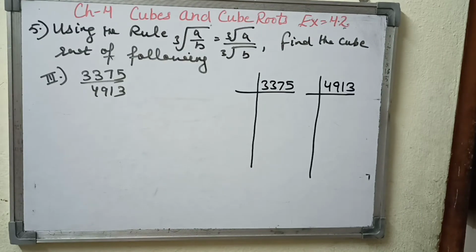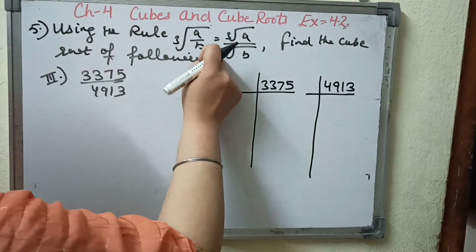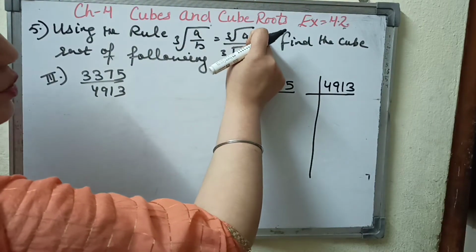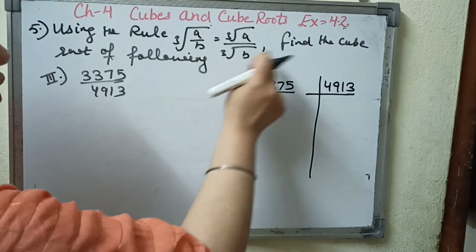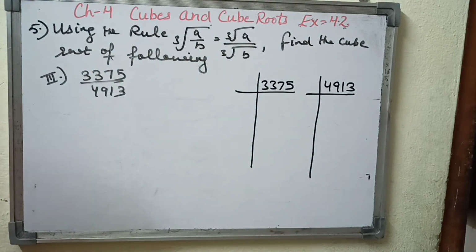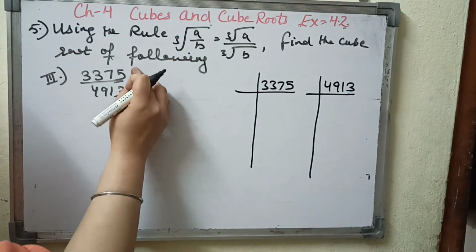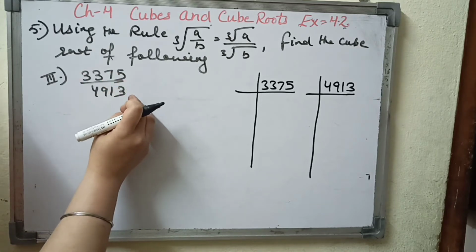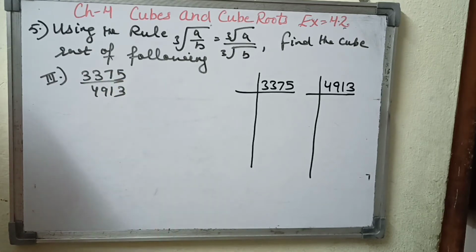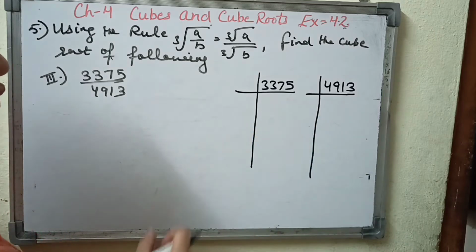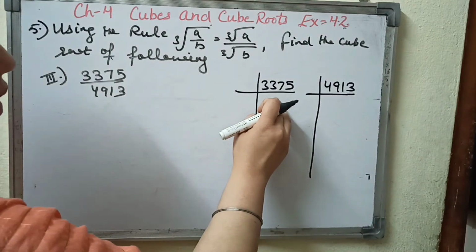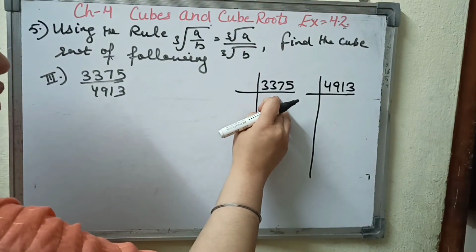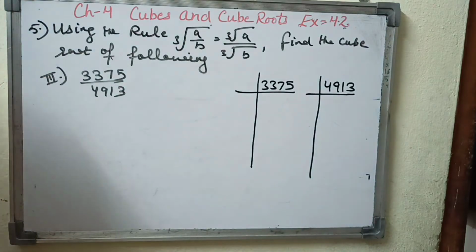Now sum number 5 is using the rule: cube root of a over b is equal to cube root of a over cube root of b. Find the cube root of the following. Now the number is in the form of a fraction. You have to find the cube root of both numerator as well as denominator. And the method we are using is the prime factorization method. Now I find the prime factors of 3375 and then 4913.